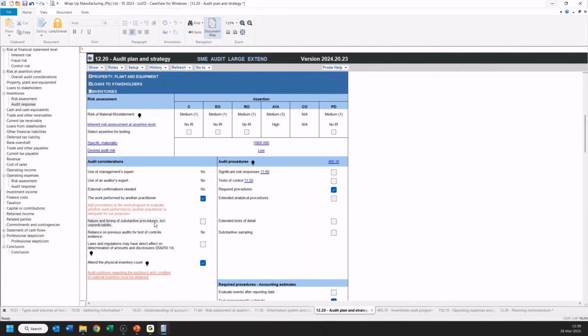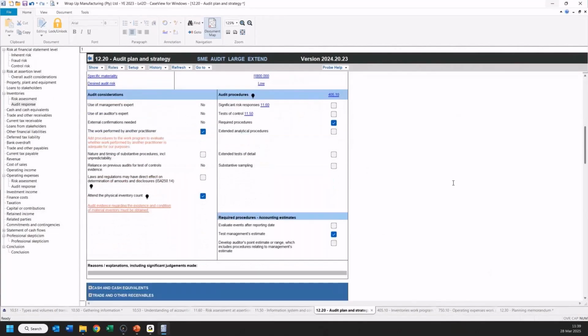The nature, timing, and some standard procedures, including unpredictability, is one of our responses from a fraud perspective. And that's why this one comes up on each one, to say, is this where you're going to do your fraud response for management bias and override of controls in each of those cases? Right. If we had a significant risk or a control test that we wanted to do, that would come up there. Otherwise, we always have required procedures, and we can choose to have any of the additional ones.